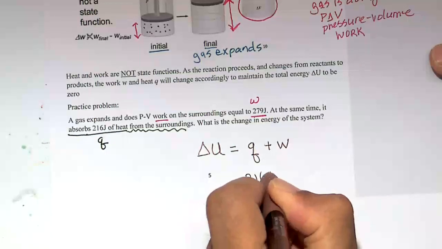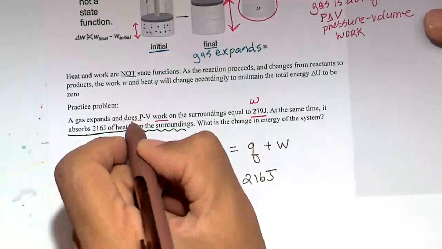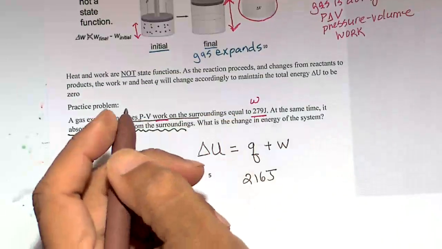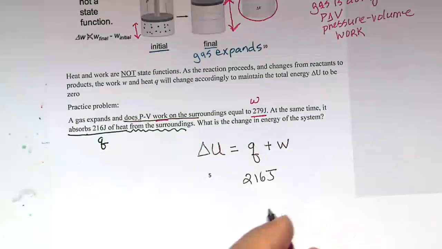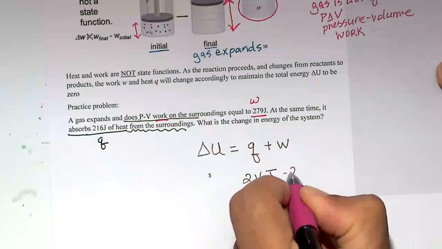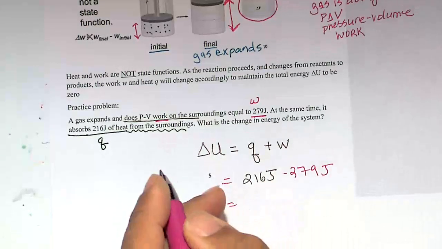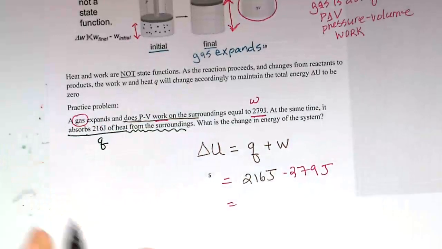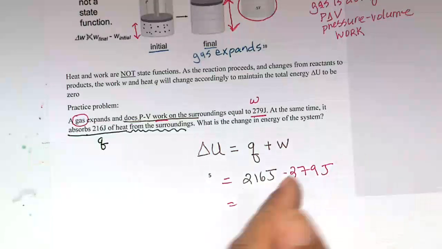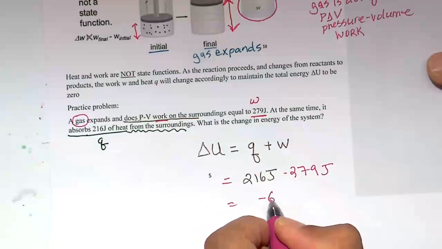It's going to be positive, good. And it does pressure volume work on the surroundings equal to 279 joules. It does work on the surroundings, so it's going to be negative. Okay, so the change in the internal energy of this gas will be 216 minus 279. And what is that on our calculator? Minus 63.